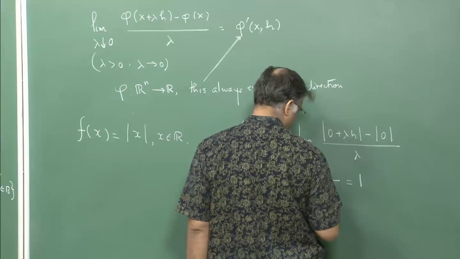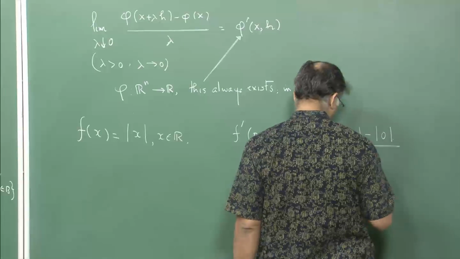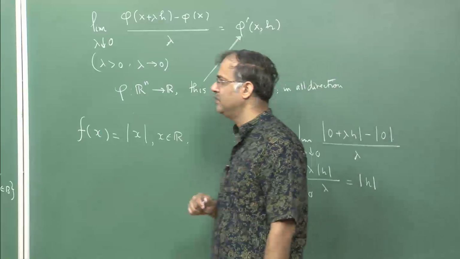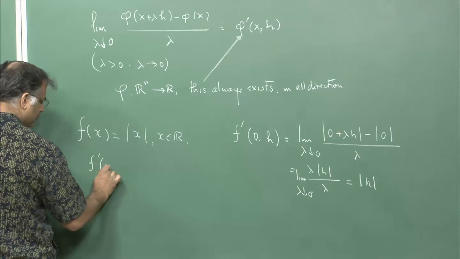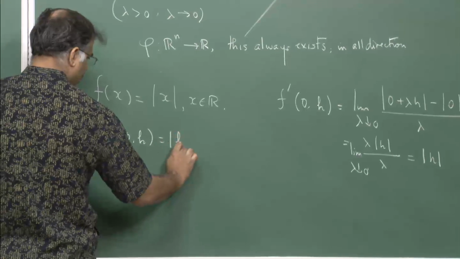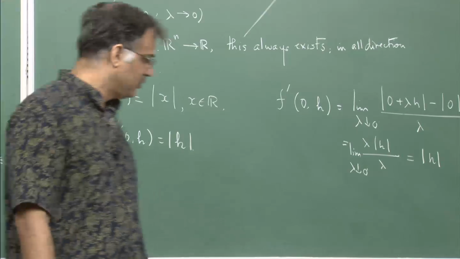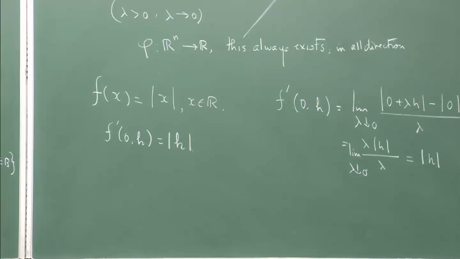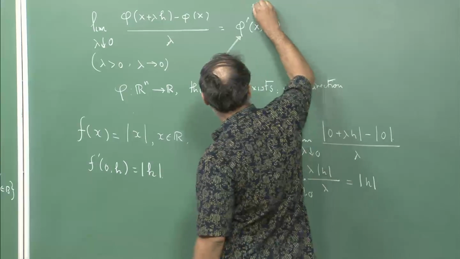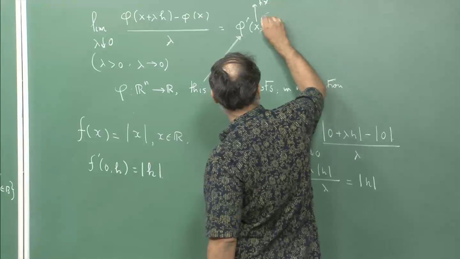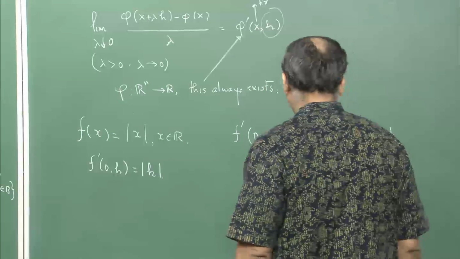So, finally, because lambda goes to 0, lambda need not be 0. So it cancels. As lambda goes to 0, this is nothing but mod h, because mod h is independent of lambda. Now, this is a function of h, and this is a very interesting thing. It has the same function structure. Once I fix x, this is a function of h. So this is a very important point to remember.